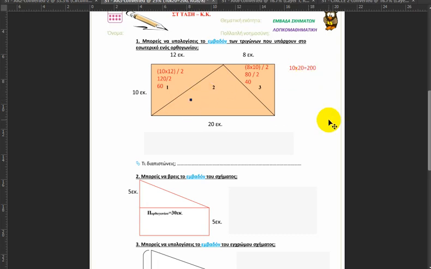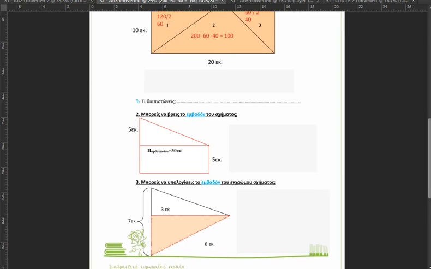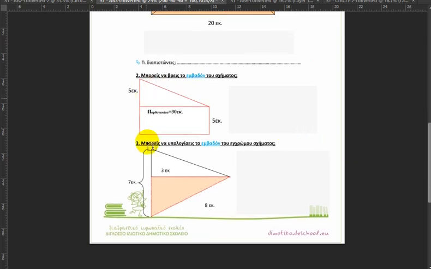So here we're going to have 200 minus the area of triangle 1 minus the area of triangle 3. And 200 minus 60 minus 40 is going to give me 100. So the area of triangle 2 is 100. There we go.